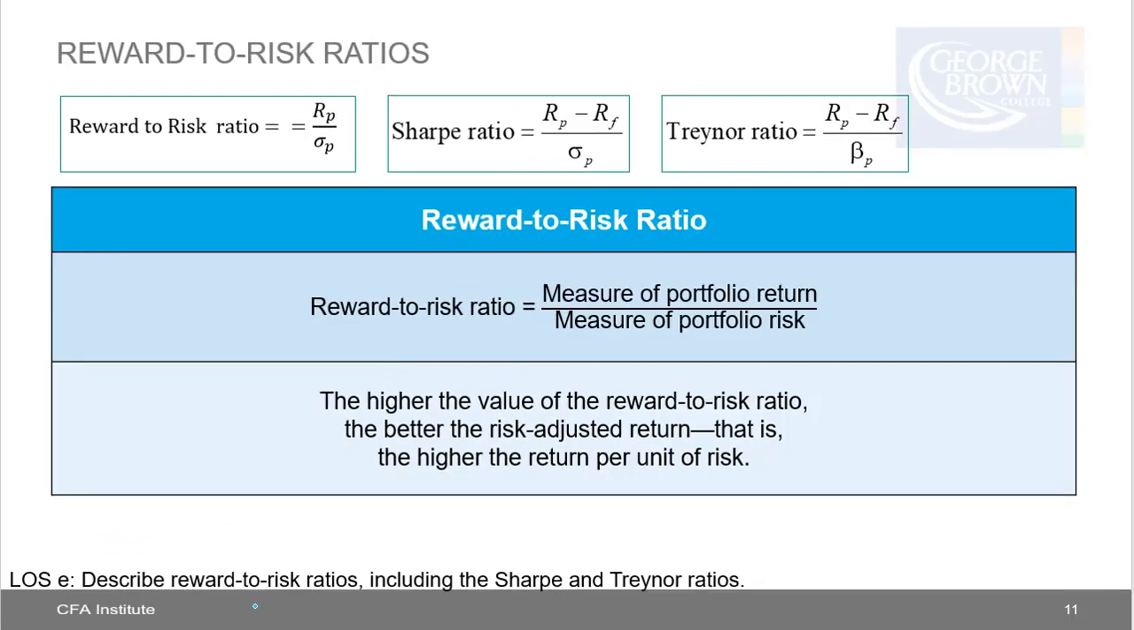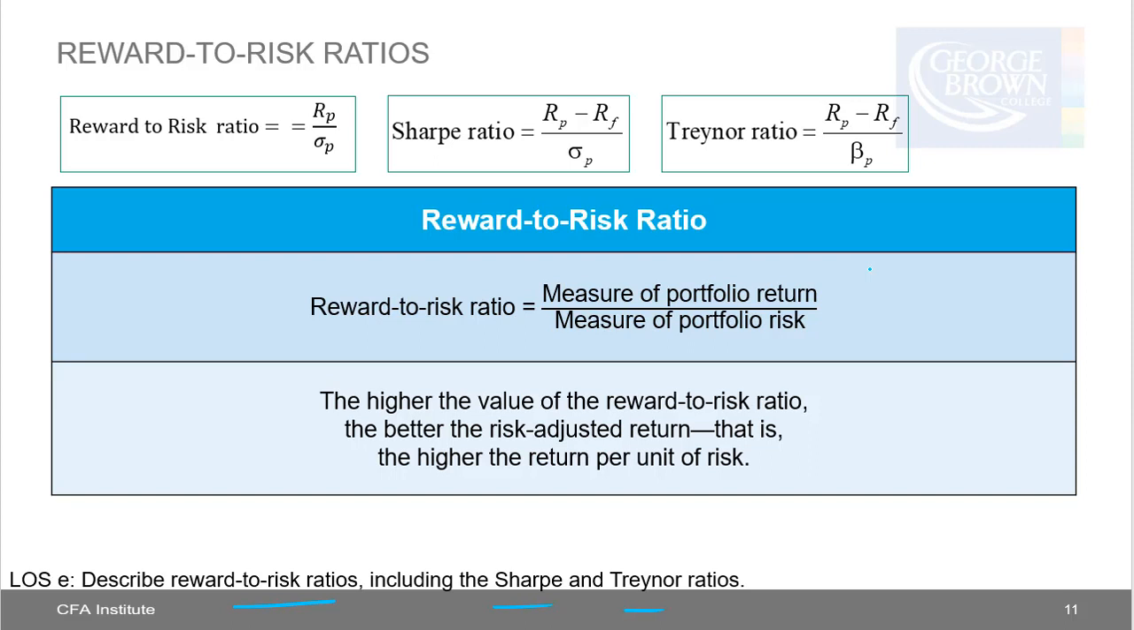Learning outcome statement E is describe reward to risk ratios, including the Sharpe and Treynor ratios. Okay, so reward to risk ratios. Investors prefer to achieve a high return rather than a low return on their investment portfolios. That makes sense. So all things being equal, they also prefer lower risk, less variability of returns. In other words, investors are interested in maximizing the return on their investment while simultaneously trying to minimize the risks.